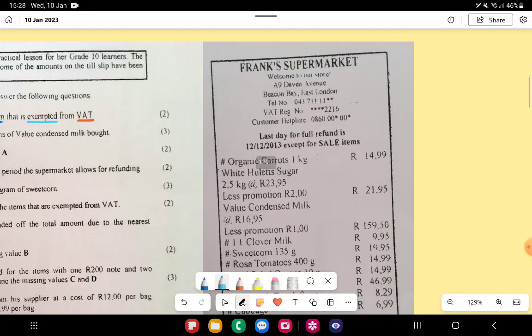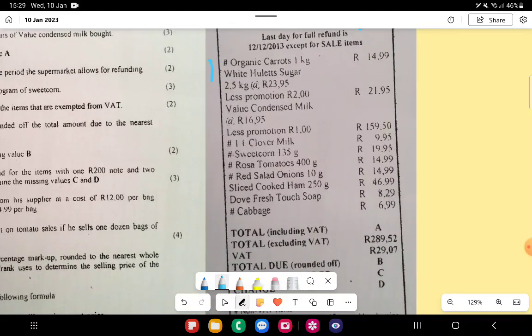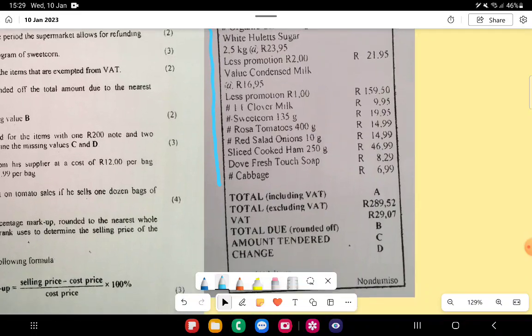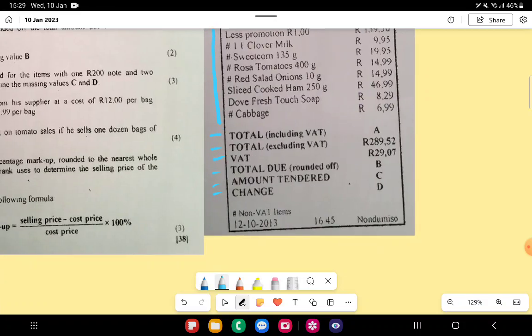On our receipt, we have the details of the store, address, telephone number, VAT registration number. We have a statement about refunds. And then we have a list of the products we bought. Then we have our total including VAT, total excluding VAT. We know those words. Then we have the VAT amount in rands. We have the total amount due, that's rounded off, amount tendered. Tendered means handed in, and change is what the person gets back. Here at the bottom is where I want to be.